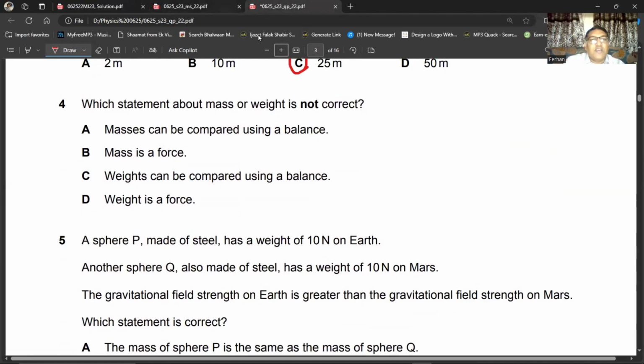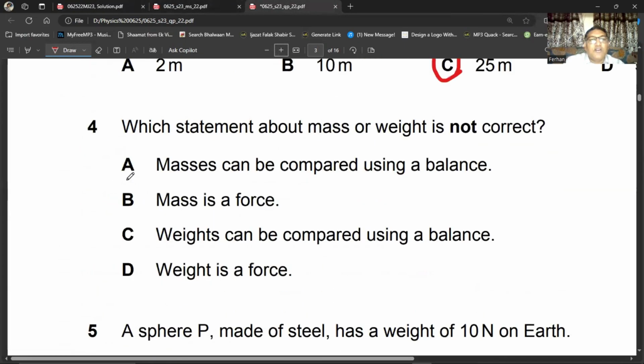The next question coming up on your screen is question number 4. It says, which statement about mass or weight is not correct? Masses can be compared using a balance. That's true. Mass is a force. That's wrong. Mass is not a force. Weight can be compared using a balance. That is true. Weight is a force. Yes, weight is a force.